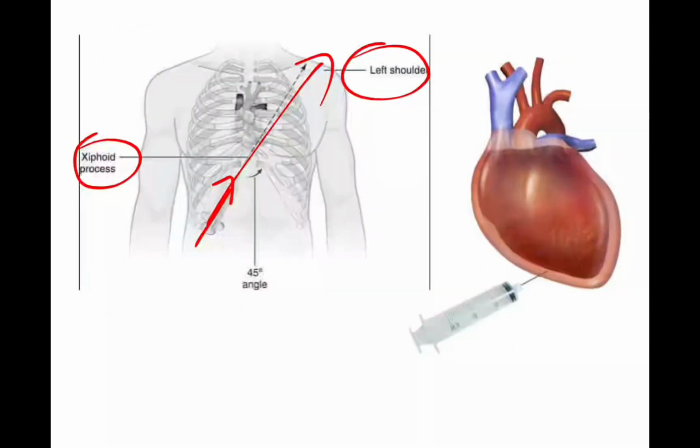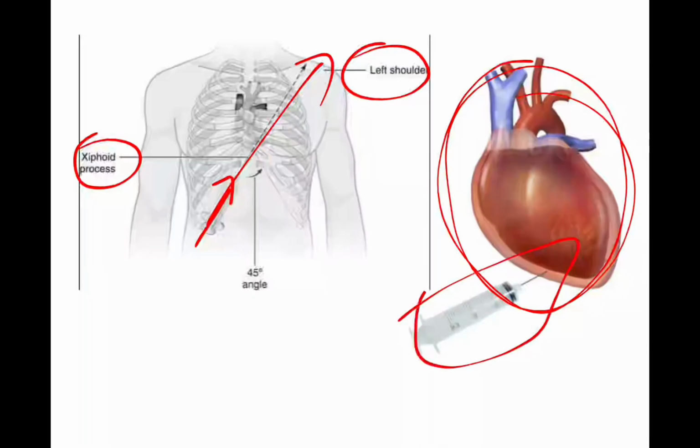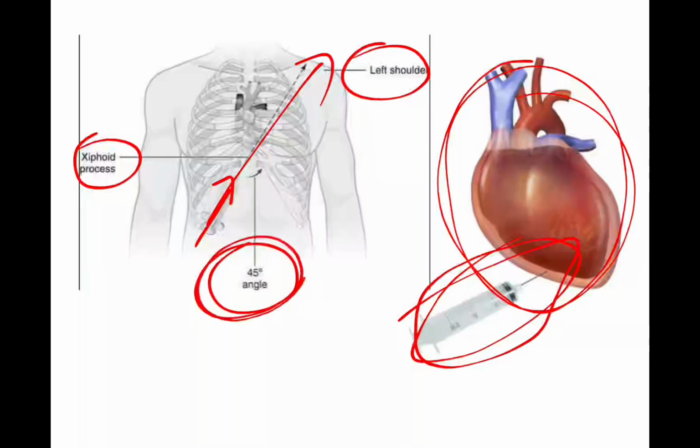So this is fluid in the pericardial cavity, and this is using the needle to collect this fluid, pericardiocentesis, using the subxiphoid approach. The needle is placed at an angle of around 45 degrees.